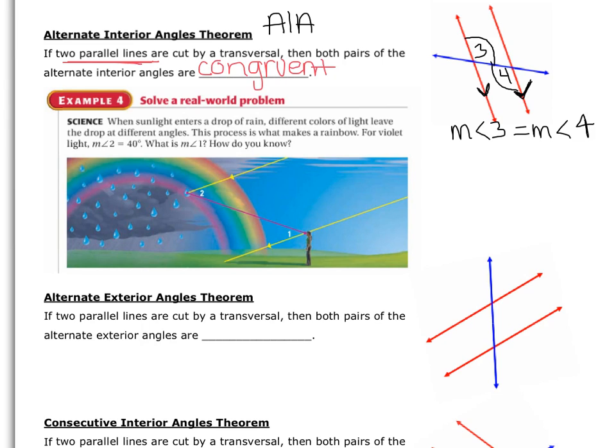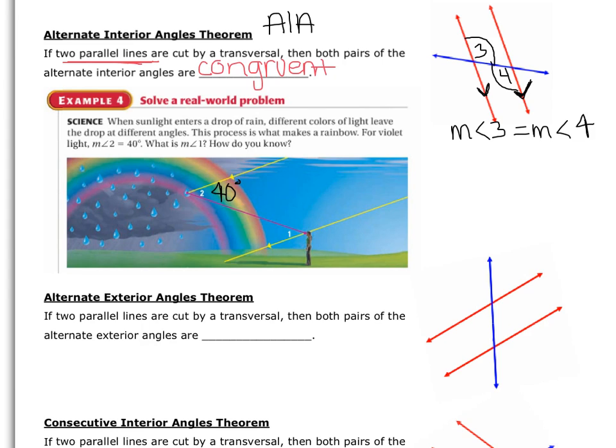So let's look at this example 4, solve a real-world problem. When sunlight enters a drop of rain, different colors of light leave the drop at different angles. This process is what makes a rainbow. For violet light, the measure of angle 2 is 40 degrees. So in here is 40 degrees. What is the measure of angle 1?